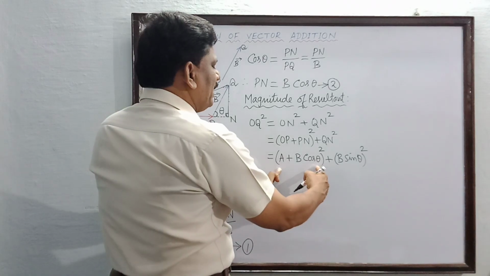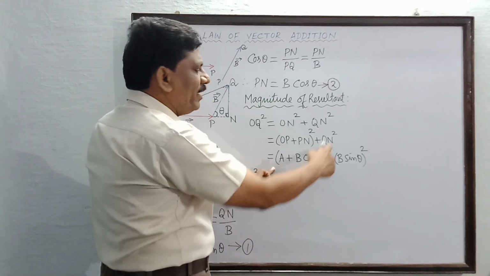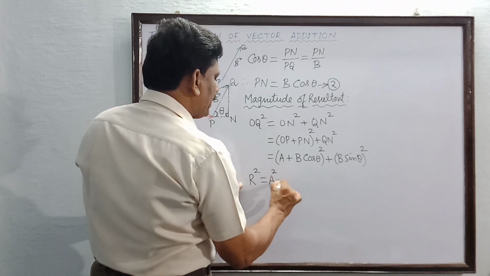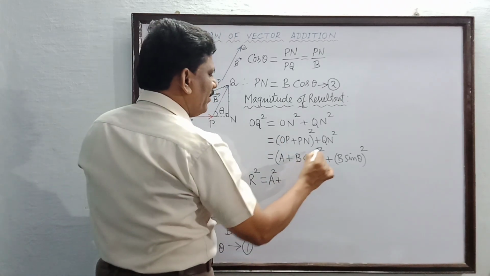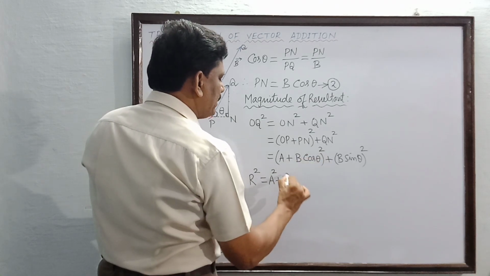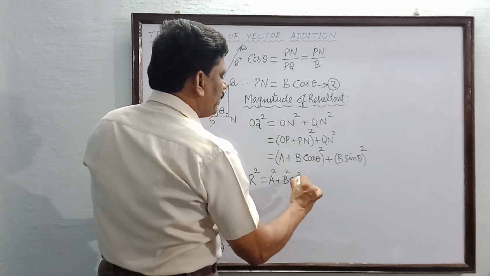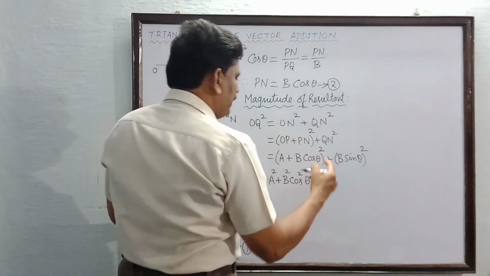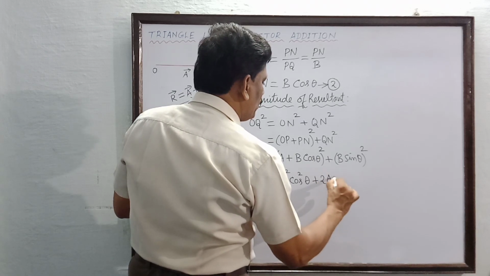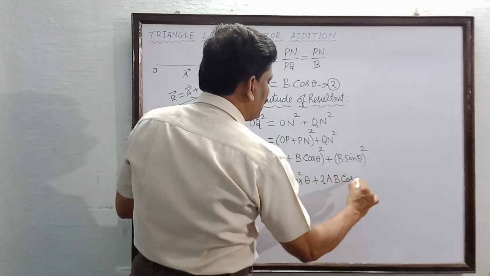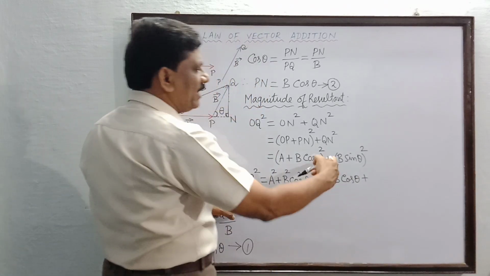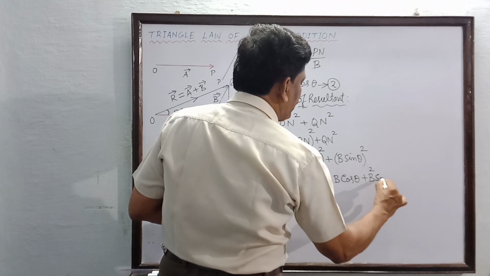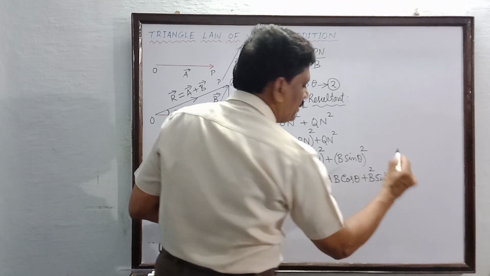So I will expand this formula, A plus B whole square. Okay. So like that, the first term will be A square plus the second term will be B square cos square theta, plus the third term is 2 into AB into cos theta, plus another last term, that is B square sin square theta.